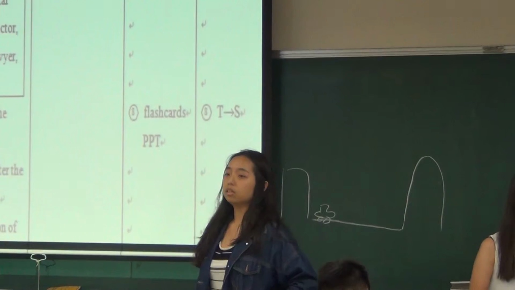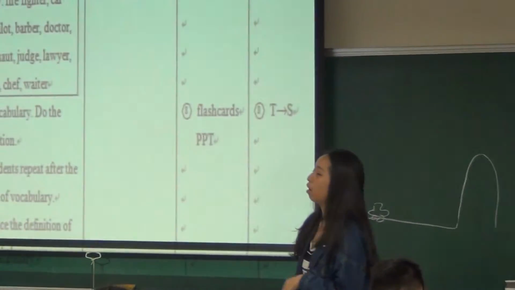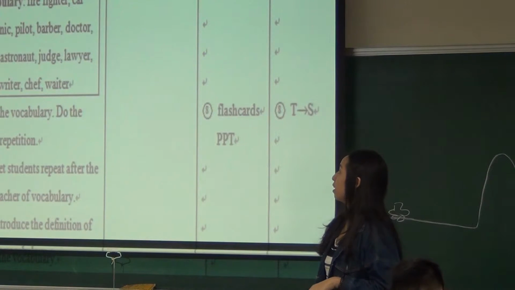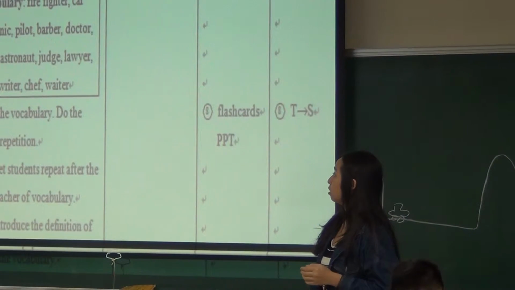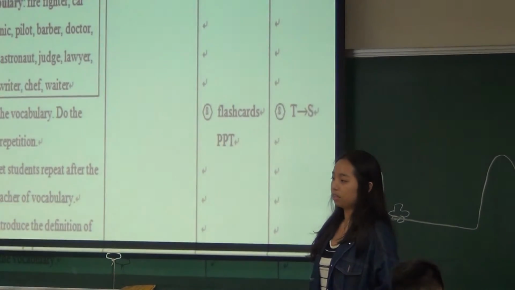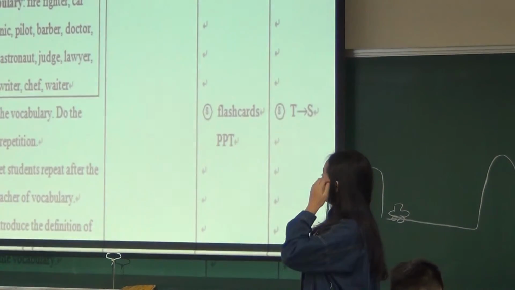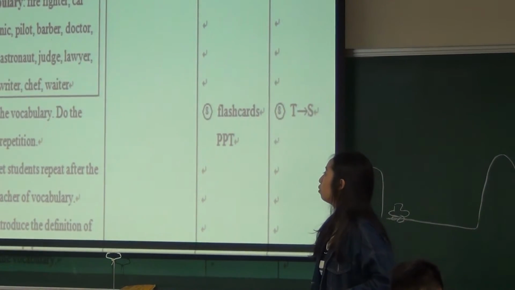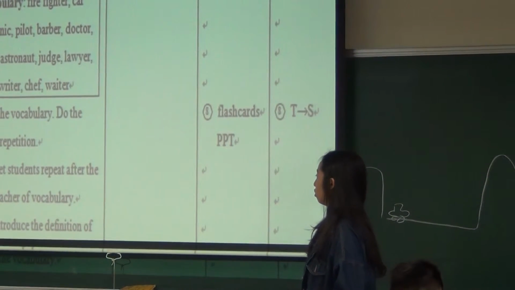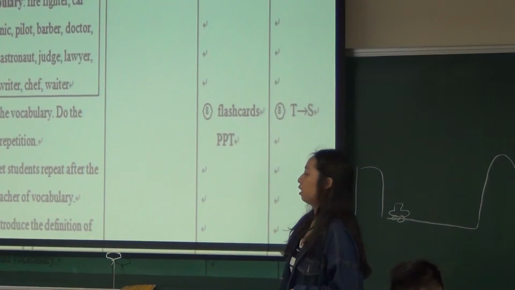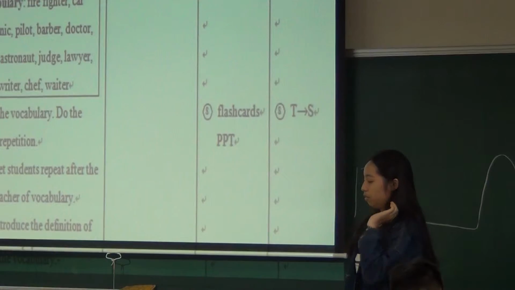And in the next part, the teacher will teach students about the occupations. And here is our vocabulary: firefighter, car mechanic, pilot, barber, doctor, nurse, astronaut, judge, lawyer, actor, writer, chef, and waiter. And the teacher will teach the vocabulary with flashcards and do oral repetition, and let students repeat after the teacher, or introduce the definitions through the video.